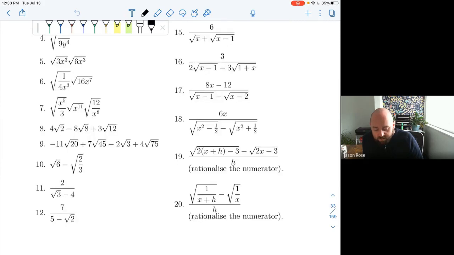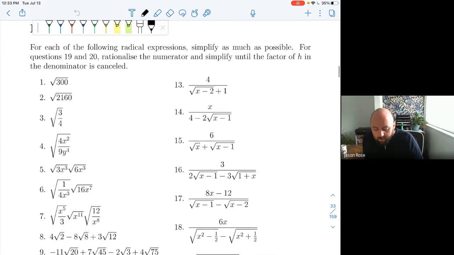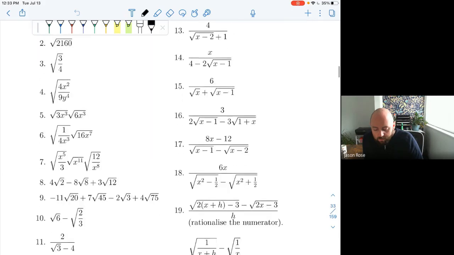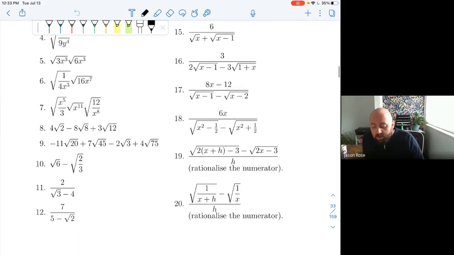The conjugate ones kind of start from question 11 here. They go all the way down to 18. But for 19 and 20, those ones are to rationalize the numerator. And that's going to look really weird with the h in there. But it's going to look very, very similar to something that you're going to cover in a few months in calculus.